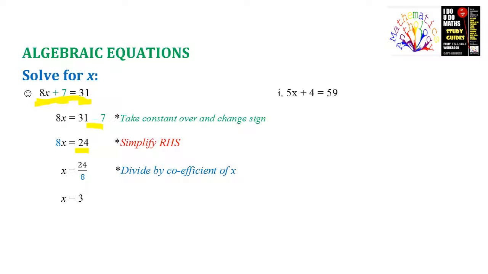Now, I need to divide both sides by the 8 here to get rid of 8 so that I can have x only on the left-hand side. So 24 divided by 8 will be on the right-hand side, and 24 divided by 8 is 3. So x is equal to 3 is my final answer there.